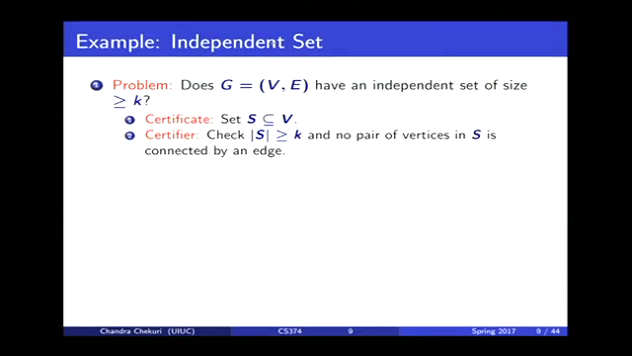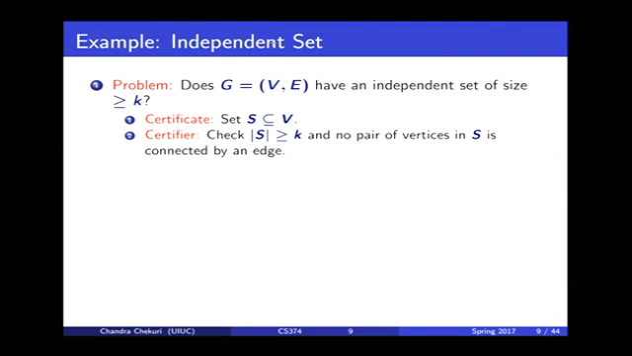So, examples. Take the graph independent set problem. What is the independent set problem? I have a graph and an integer k, and does this graph have an independent set of size k? What is a certifier or a verifier for it? Well, it's very intuitive, right? If I want to be convinced that this graph has an independent set of size k, my verifier expects a set of vertices.